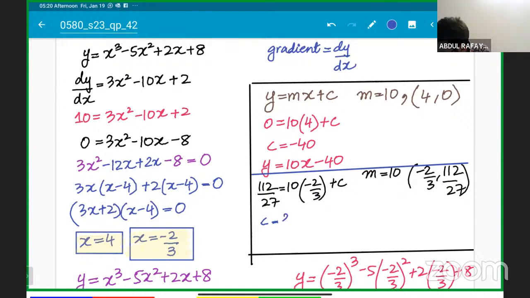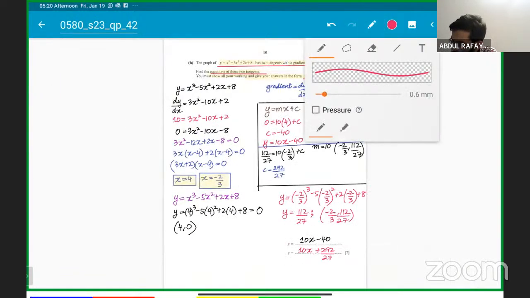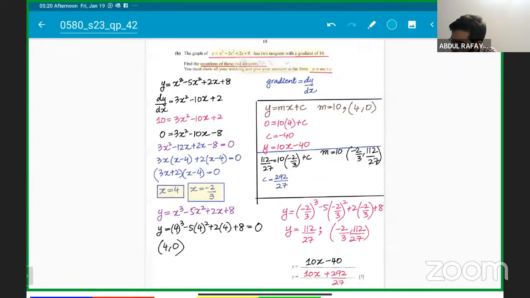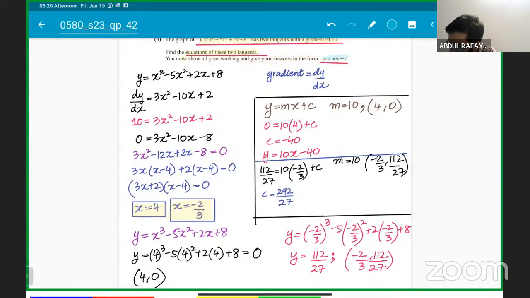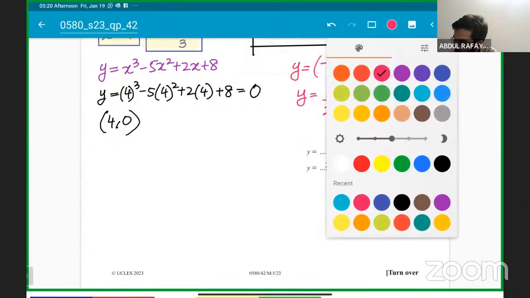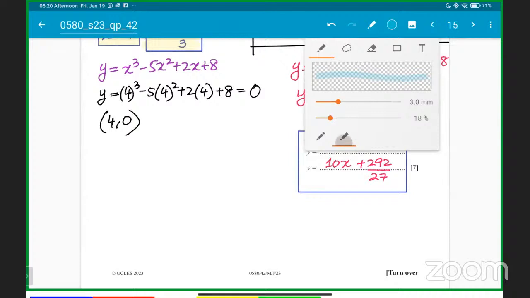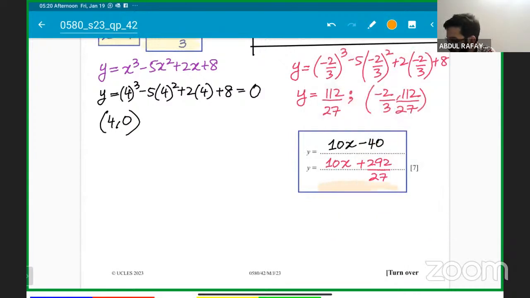So I'm getting c as 292/27. It is better to write it as it is. Okay, so the other answer is y = 10x + 292/27, because the examiner wants the answer in the form y = mx + c. Okay, everyone got this? Clear, guys? Everyone got this? Understood?